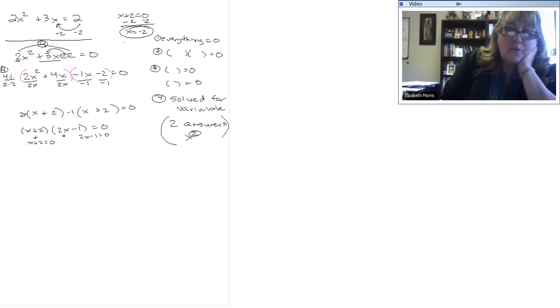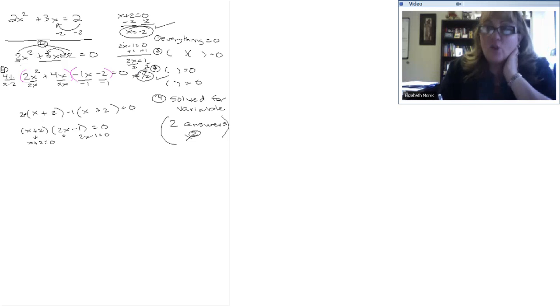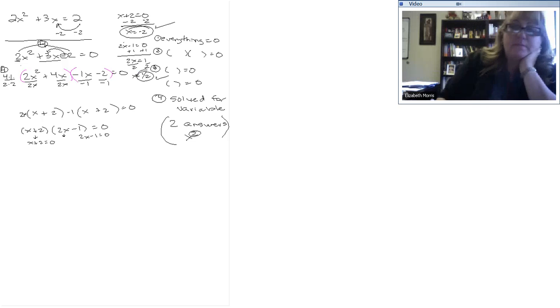For 2x minus 1 equals 0, I'd move the 1 over, and I get 2x equals 1. And then I divide by 2, and I get x is 1/2. So my answers are negative 2 and 1/2. All right, let's try another one. Look at another one, and you'll start to see the pattern.